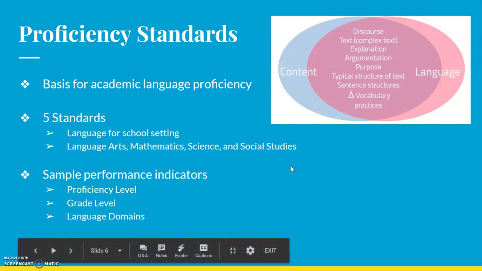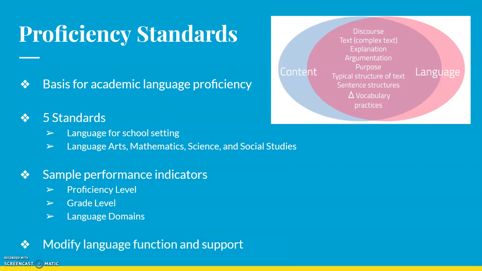The first proficiency standard focuses on social, intercultural, and instructional communication students need for school. Sample performance indicators show each academic standard by proficiency level, grade level, and the language domains. Each indicator sample shows the required language functions. These indicators help make the same academic content available to all English language learners and modify the language function and support for different English proficiency levels.